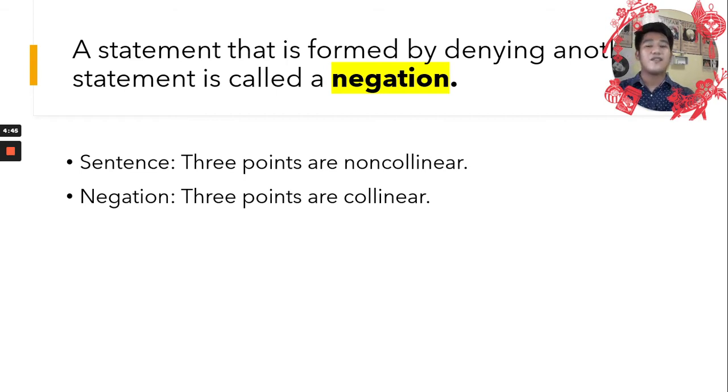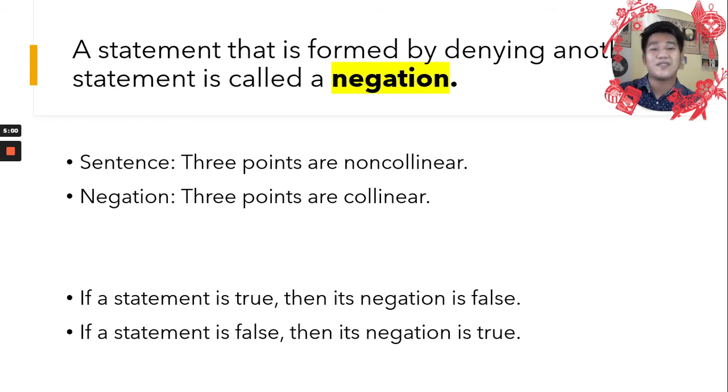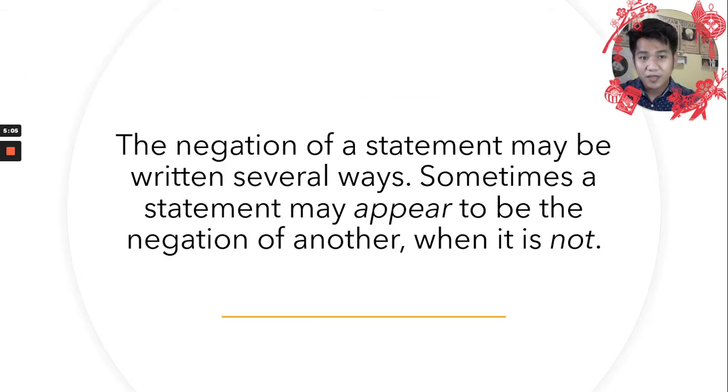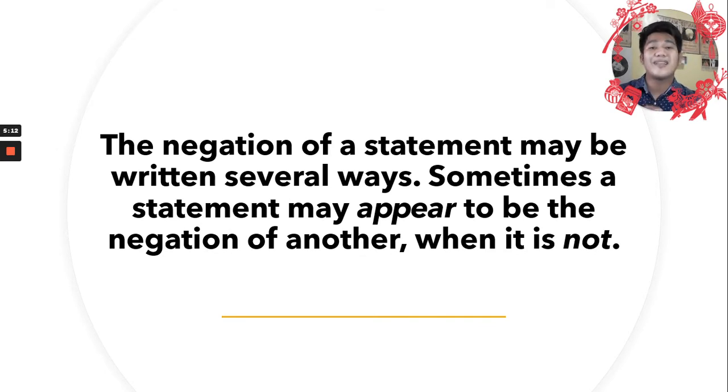Or if the sentence is true, then its negation is false. Here it is. If a statement is true, then its negation is false, and vice versa. If a statement is false, then its negation is true. Take note of this. The negation of a statement may be written several ways. Sometimes a statement may appear to be the negation of another when it is not. Here is an example. Some of the statements may look like its negation, but are not actually.